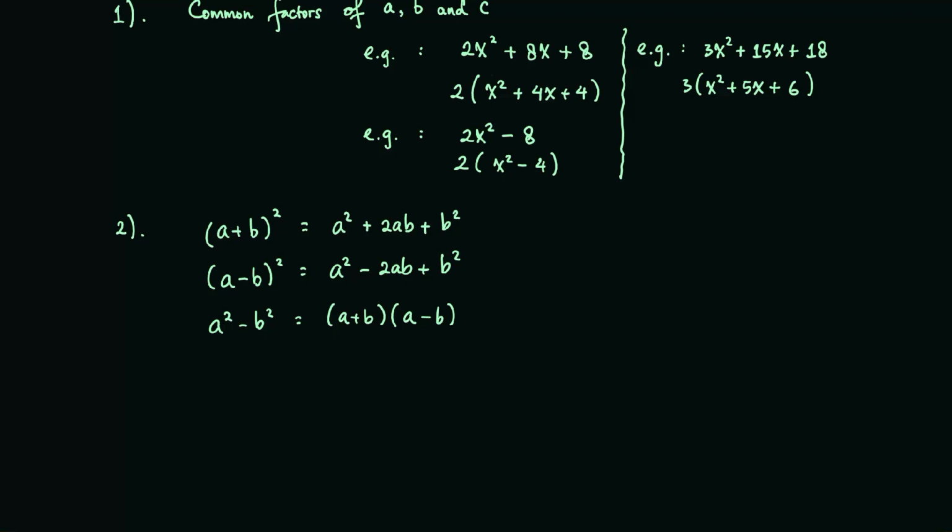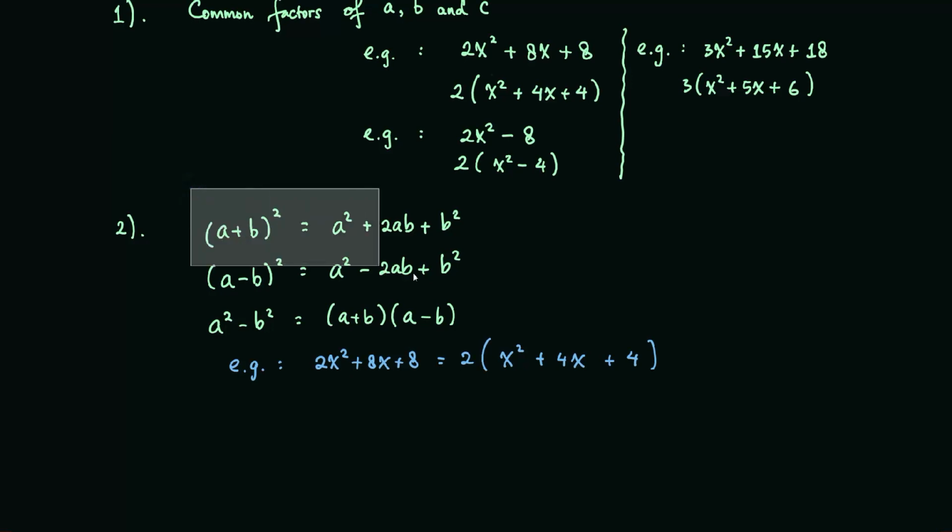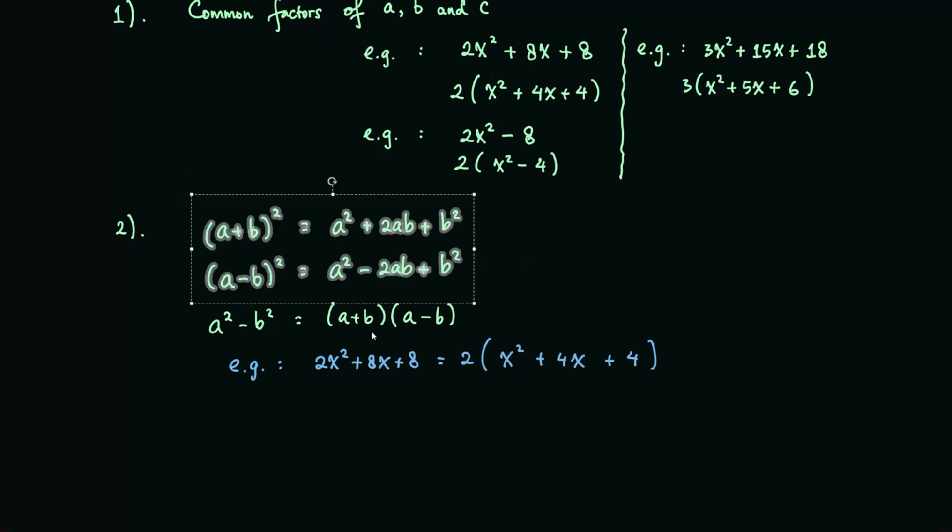Let's see if we have any of these. Let's check again from our first example, 2x squared plus 8x plus 8. I can factorize that, as I have shown before, into 2 times x squared plus 4x plus 4. Now, we can look into these 3 forms and see we have 3 terms here: x squared, 4x, and 4. We should just check these 2 forms, because the last form has only 2 terms, a square of something minus another square.